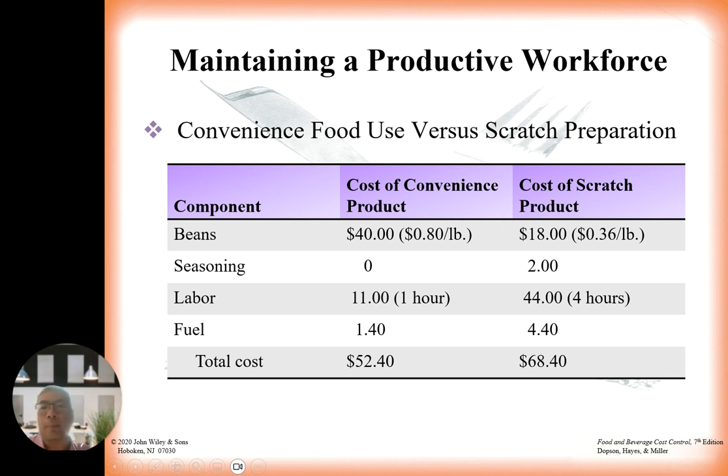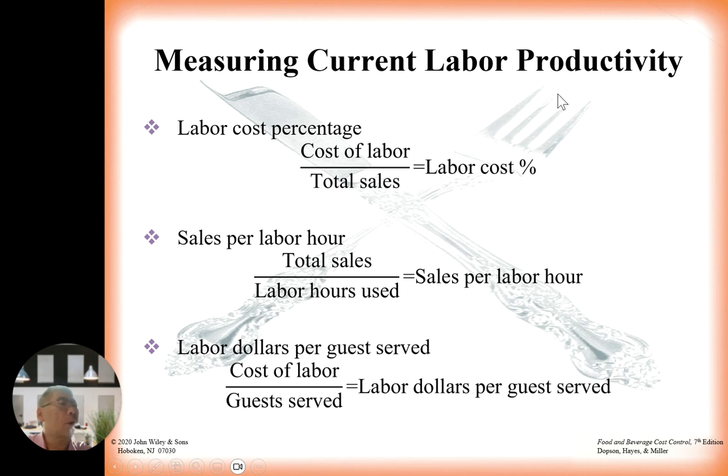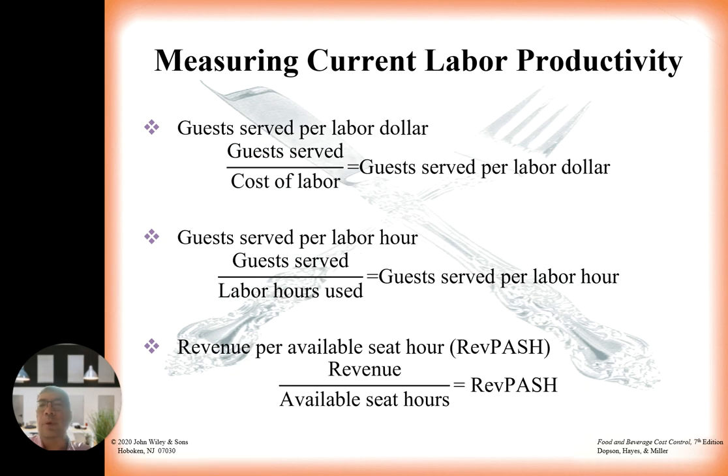Okay. And then measuring current labor productivity: labor cost percentage, cost of labor to total sales, equals labor cost percentage, while sales per labor hour is total sales divided by labor hours used, equals sales per labor hour. While labor dollars per guest served is cost of labor divided by guests served, equals labor dollars used per guest served.